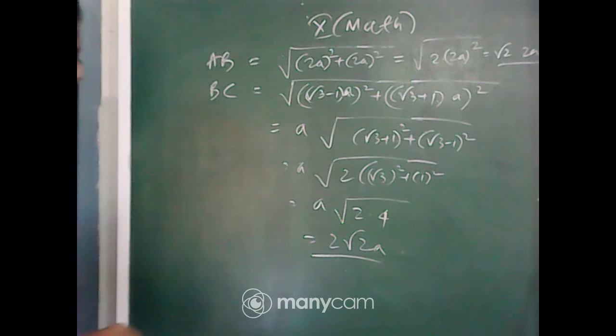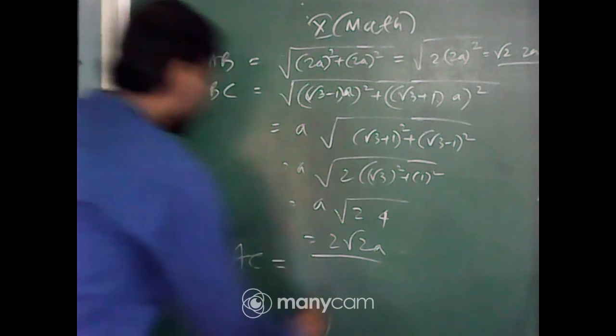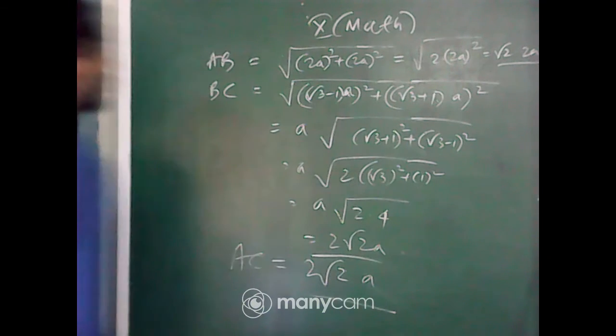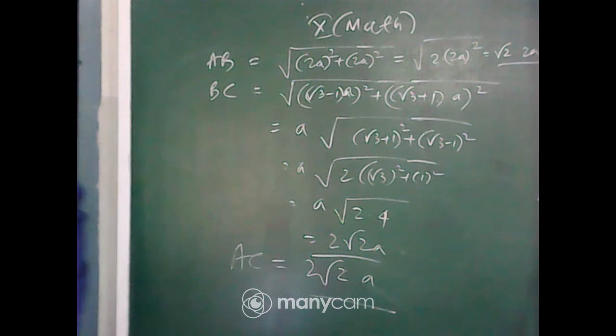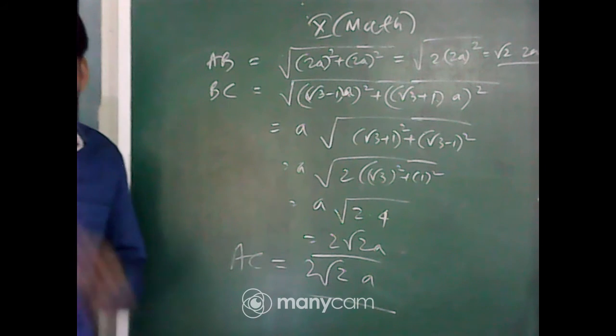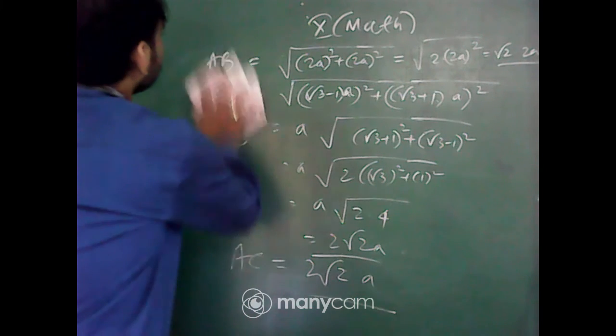These two are the same. Now the last one, AC. After calculating, AC also gives 2 root 2 a. So these three are the same. Which one is the correct answer? Ishanur, equilateral. Yes, you said C, but that is not C. That is option B. Option B is the correct answer, an equilateral triangle. So move on to the next question.